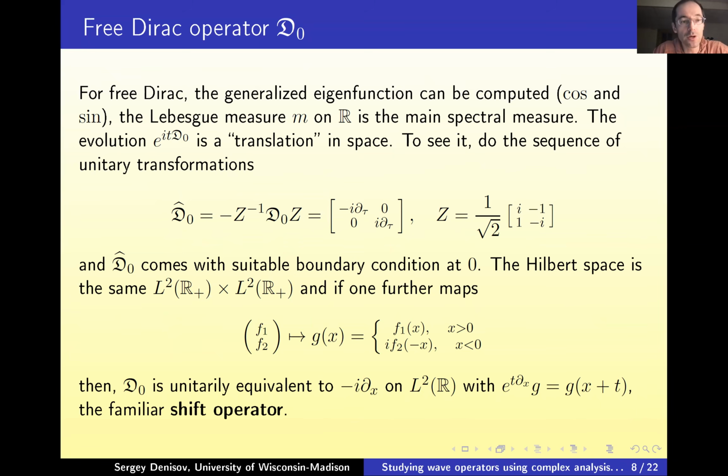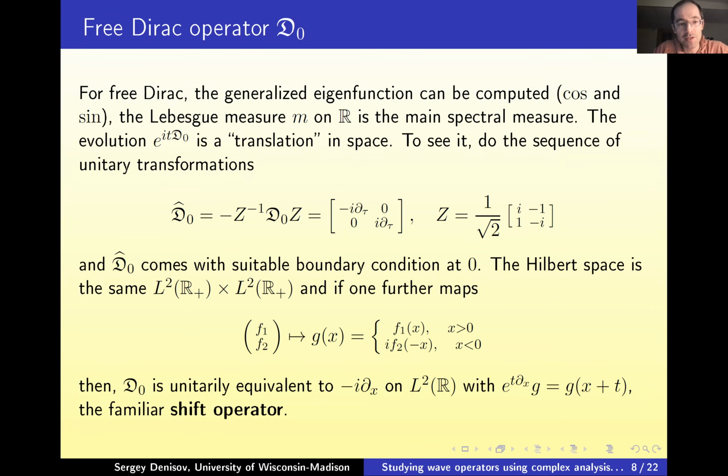All right, so if you want to understand wave operators, you'd better first understand the dynamics of unperturbed operators. So let's look at the free Dirac operator and try to understand everything about it. Well, this is a calculation which is very much explicit. So the generalized eigenfunction can be computed. It's a cosine and sine. So the Lebesgue measure is going to be the main spectral measure of our operator.